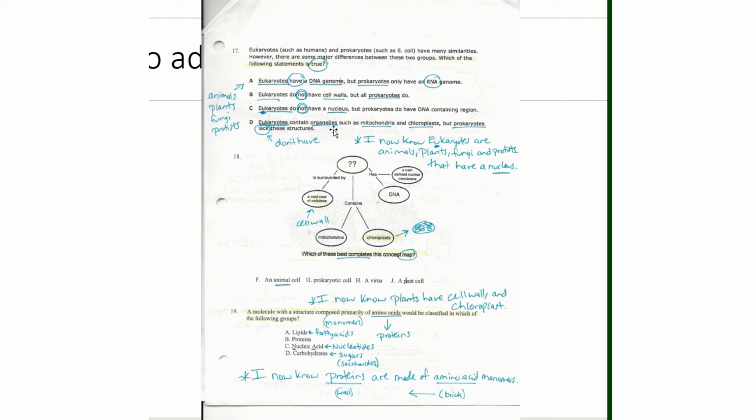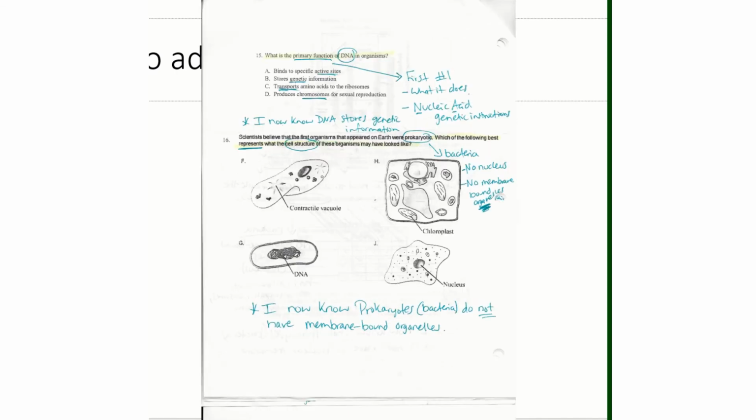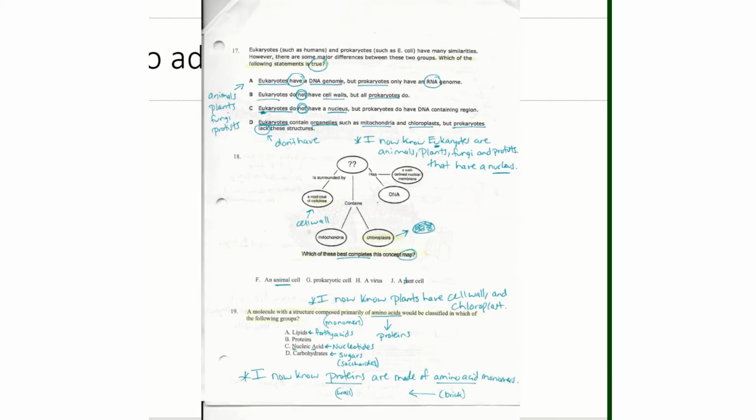Eukaryotes contain organelles. Do you have little organelles? Let's look at the pictures again. Do you see these little organelles? Yes. You do have a mitochondria and a chloroplast. Prokaryotes, they lack or don't have these. I now know eukaryotes are animals, plants, fungi, protists that have a nucleus. All of these have a nucleus. Bacteria don't.